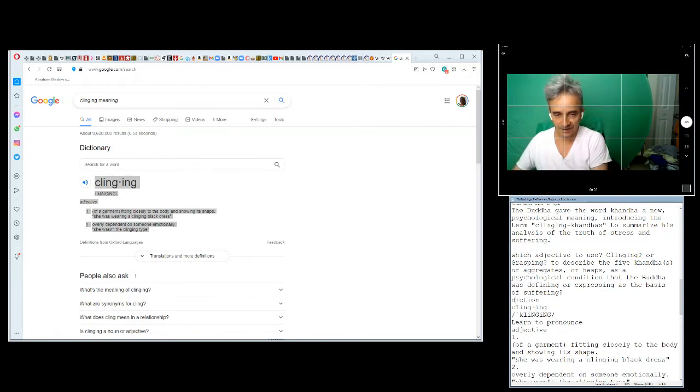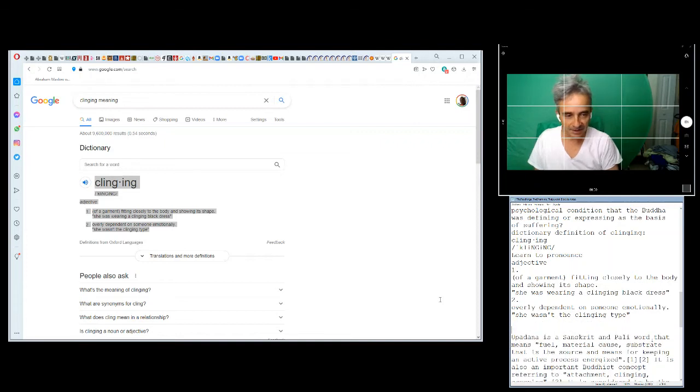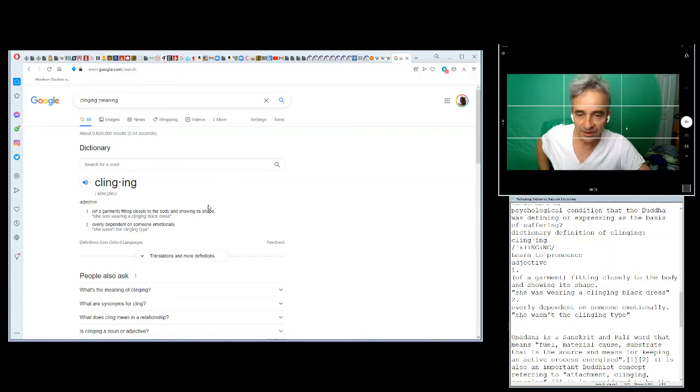What are synonyms for clinging? Some common synonyms of cling are adhere. Or those words. On with arms or tendrils. That's interesting. Synonyms for cling.